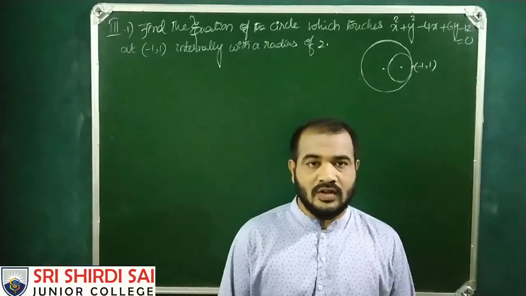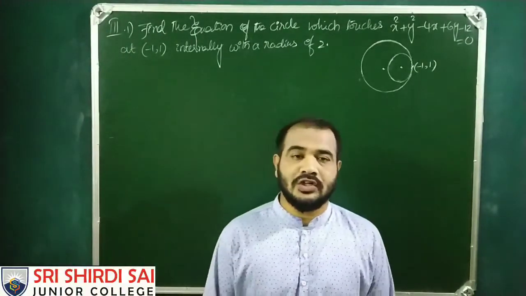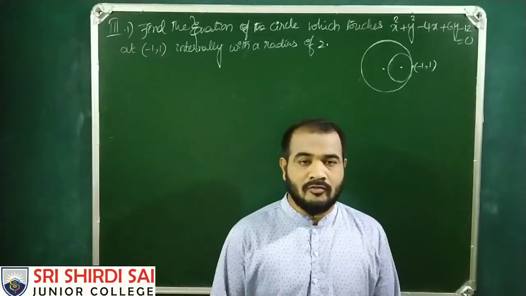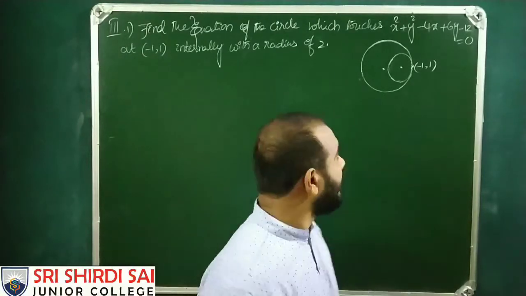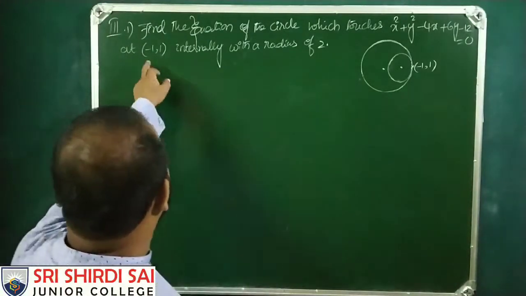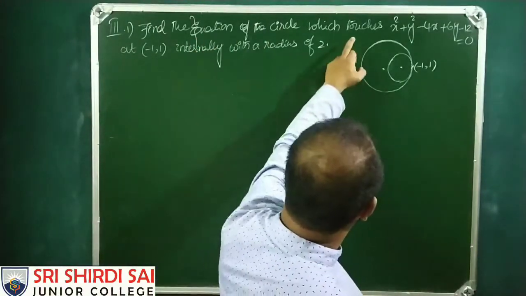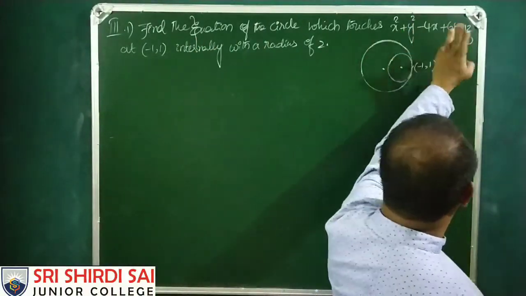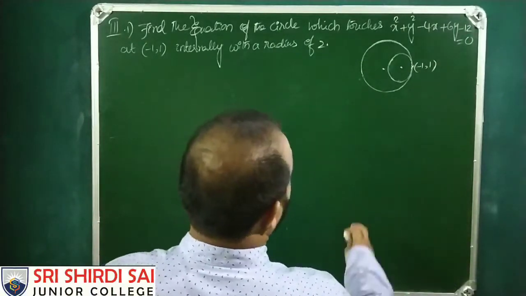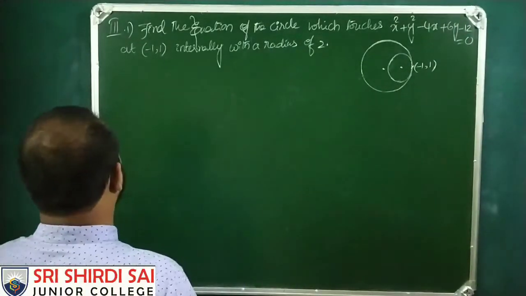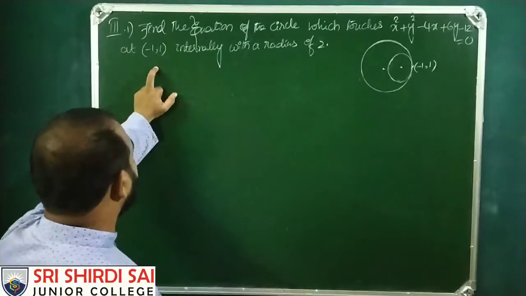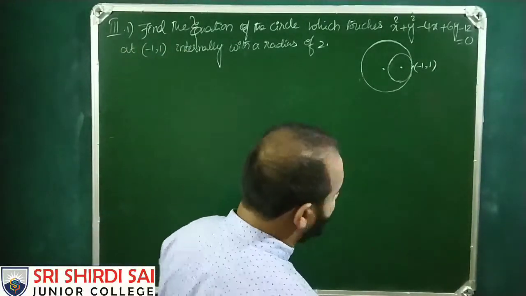Let us proceed from the first question of third Roman from the exercise 1E. The question is: find the equation of the circle which touches x square plus y square minus 4x plus 6y minus 12 equals to 0 at (-1, 1) internally with a radius of 2.